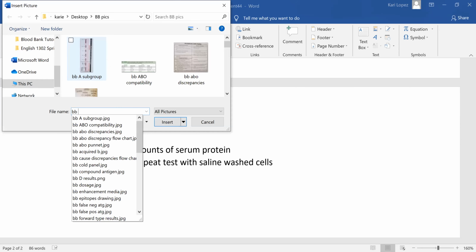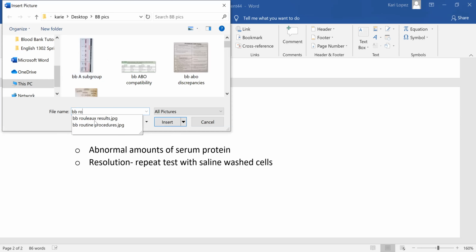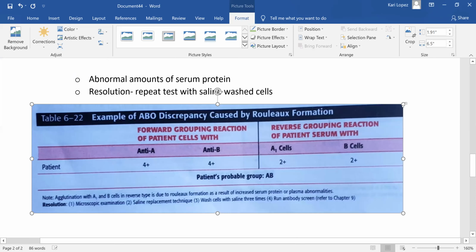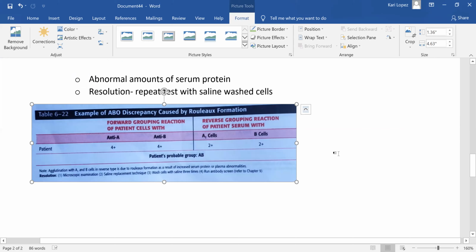Okay. And all these I took out of my old book. It's Modern Blood Banking and Transfusion Practices by Denise Harmening. But y'all don't have the same book, but I got all the results from that one.